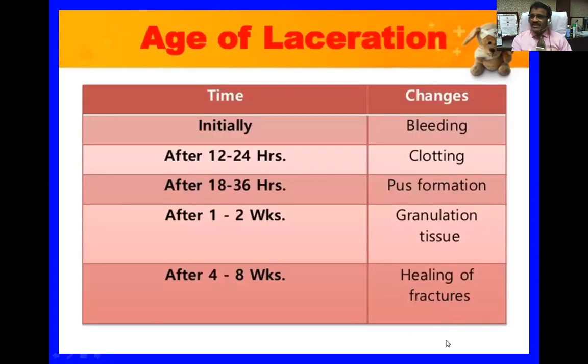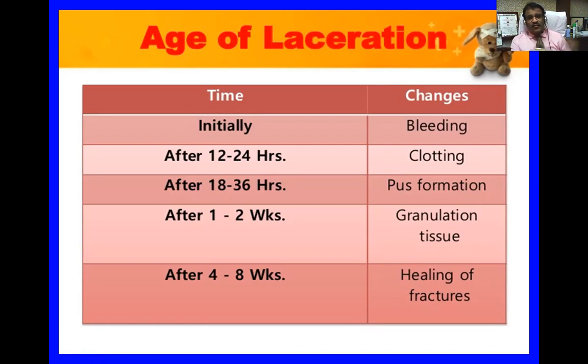How to make out the age of a lacerated wound, whether it is fresh, or 1 day later, 2 days later, 3 days or 4 weeks, whatsoever. Initially, a fresh lacerated wound looks red because of bleeding. After 12 to 24 hours, you will find clotting there. After 18 to 36 hours, you'll find pus formation because of bacterial role. After 1 to 2 weeks, there will be a formation of granulation tissue. So this is a healing process again.